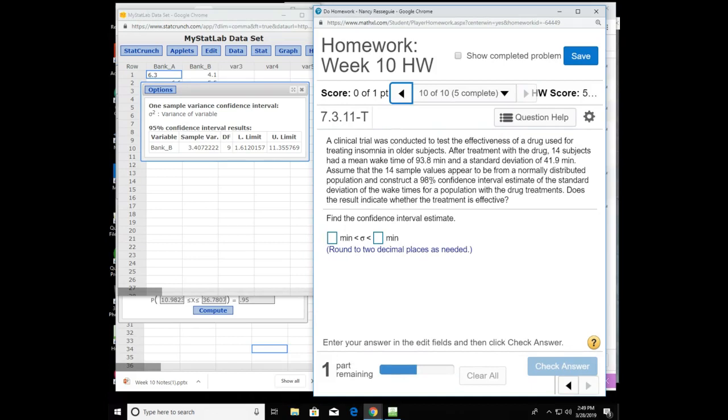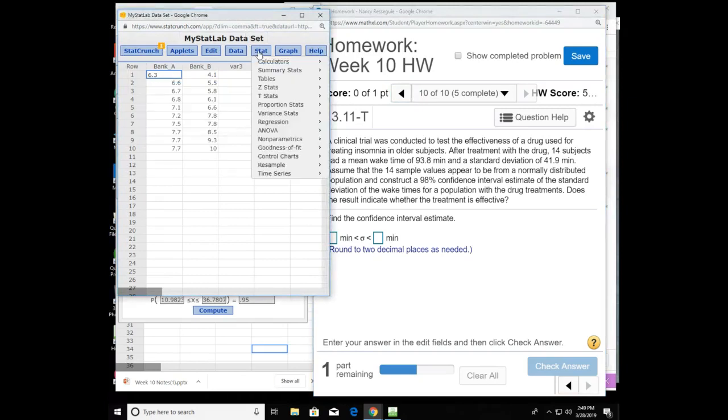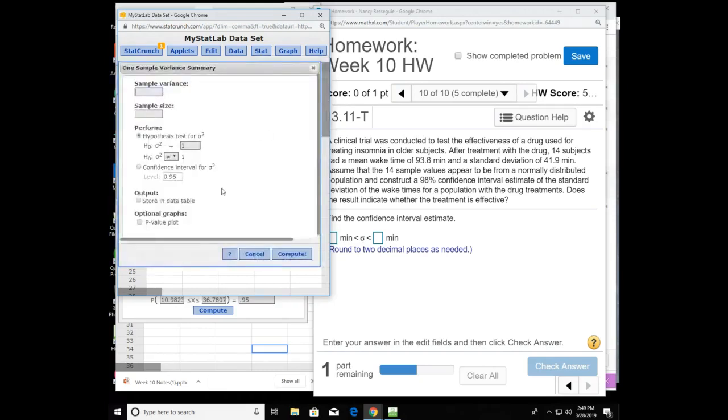Okay, read through all this stuff and get down to the end. It says construct a confidence interval estimate of the standard deviation. So that means we're going to use that variance stats one again. And this time they just gave us the sample information. They didn't give us the actual data. So that means in StatCrunch we would do variance stats, one sample with summary.